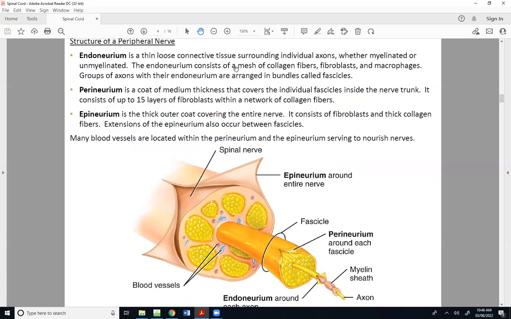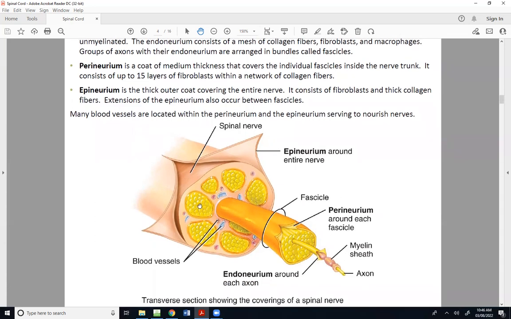The endoneurium itself consists of a mesh of collagen fibers, fibroblasts, and macrophages. And as I've already mentioned, a group of axons with their endoneurium are arranged together in bundles called fascicles. Notice here that this is a living structure, and thus it needs blood vessels. Blood vessels are located within the perineurium and epineurium, serving to nourish these nerves.